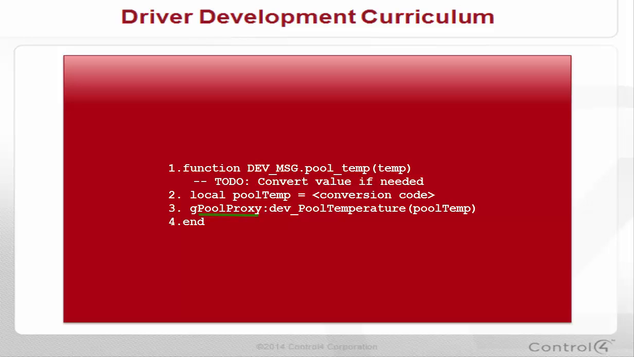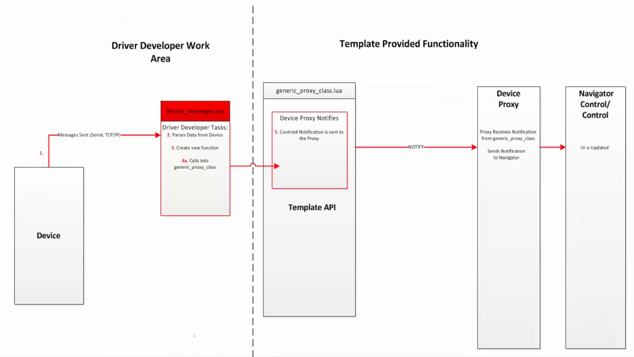Line 3 calls into the pool proxy class Lua file and its appropriate API called dev_pool_temperature, along with the new pool temp parameter. This example contains all of the logic needed to create a notification. When the call is made, the temperature API dev_pool_temperature will take the parsed and possibly converted variable from the pool controller and pass it on to the pool proxy, which will notify the UIs of the current pool temperature, which in our case is 82 degrees.